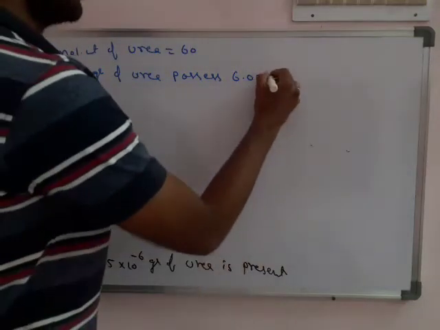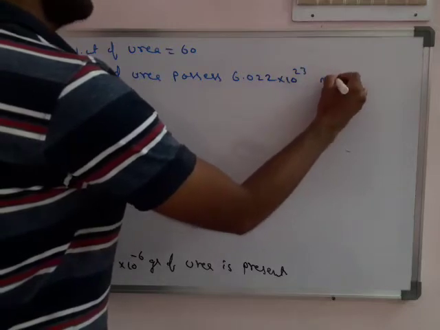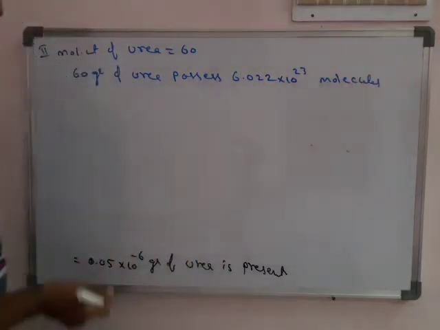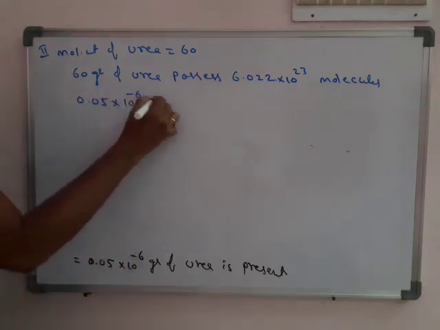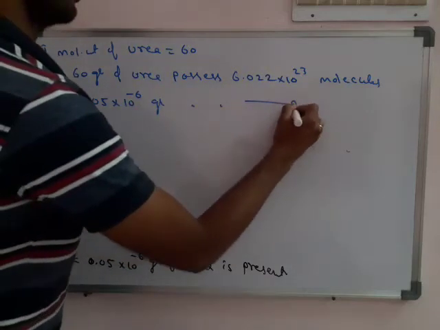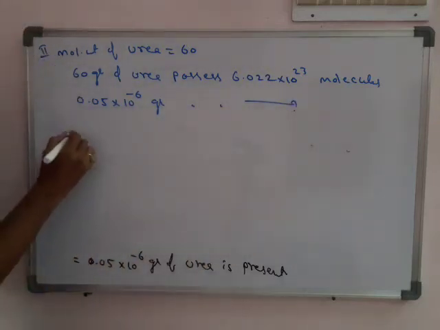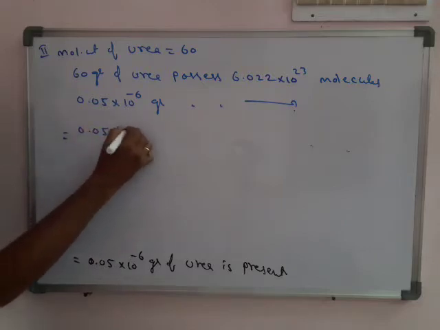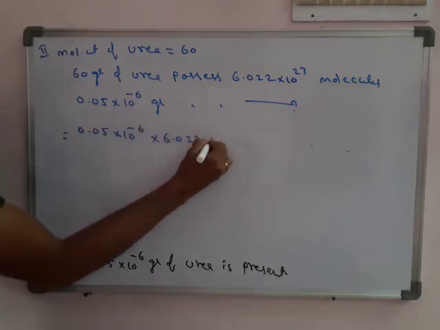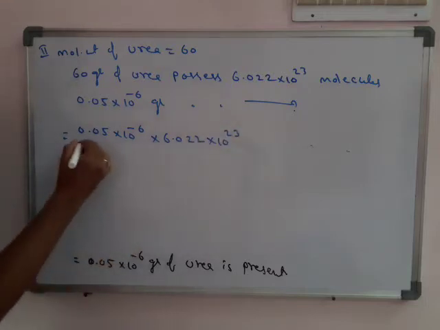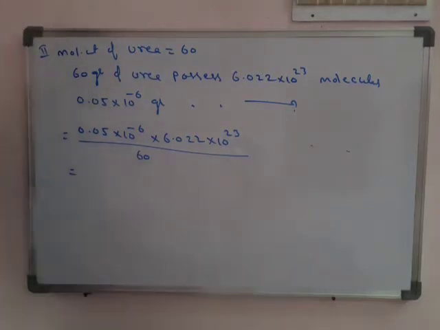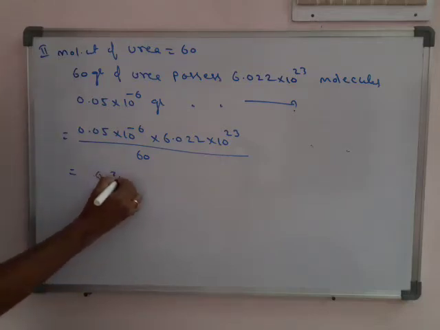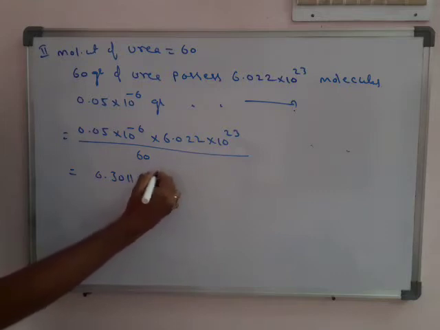That is 6.022 into 10²³ molecules of urea. Then what about this mass? 0.05 into 10⁻⁶ grams of urea possess how many molecules of urea? So here calculations are also very important. On this calculation we will get approximately, so you have to do the calculation yourself.